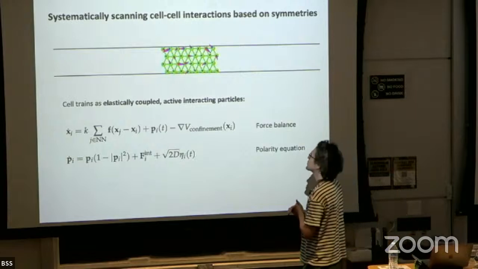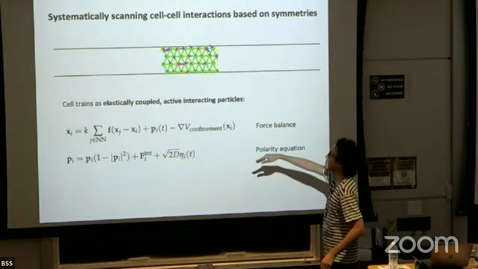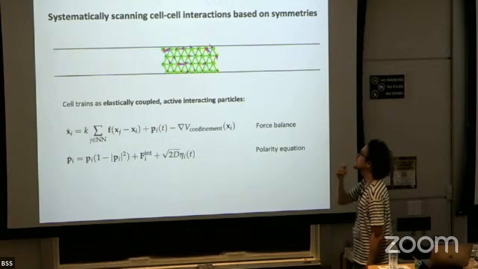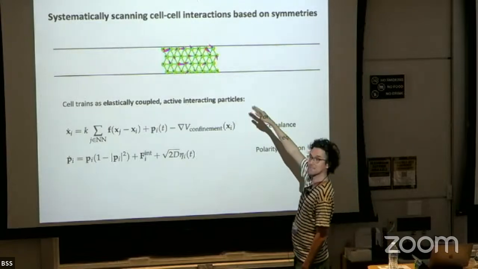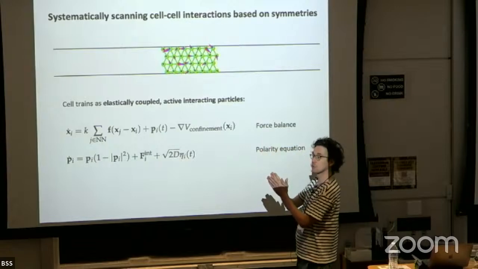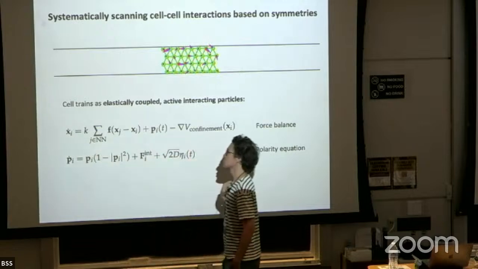So what David did essentially is, because we don't see any rearrangements, we can simplify things by treating cell trains as elastically coupled active interacting particles. So we make a hexagonal lattice, and we're not going to change cell-cell connectivity. Every cell is connected through a spring. So force balance is a bit boring. There's not much you can write.